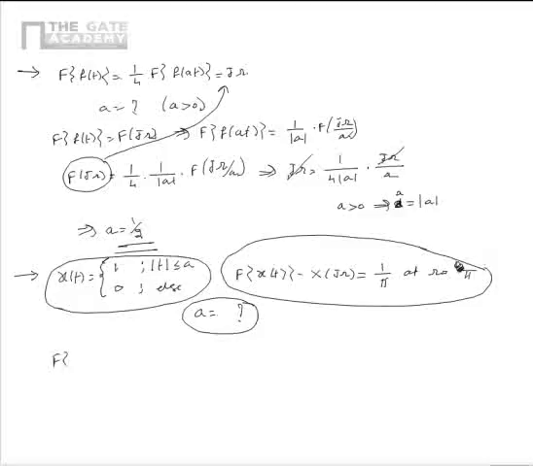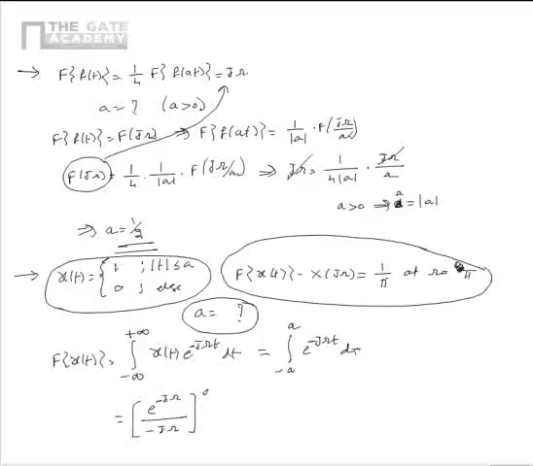So we know that Fourier transform of x of t is equal to integral minus infinity to plus infinity x of t multiplied by e power minus j omega t dt. Upon substitution, this can be simplified as integral minus a to plus a e power minus j omega t dt. Upon performing the integration, this becomes e power minus j omega t divided by minus j omega, and the limits to be substituted are a to minus a. So this can further be simplified as e power j omega a minus e power minus j omega a divided by j omega.